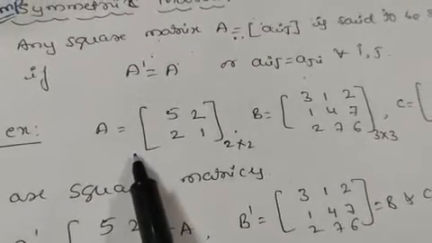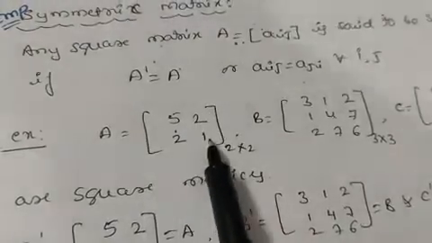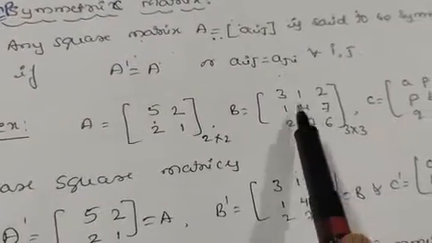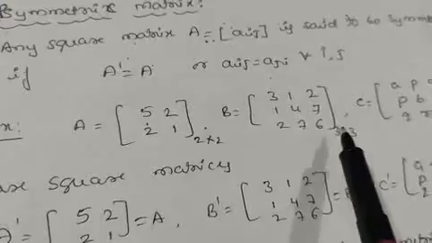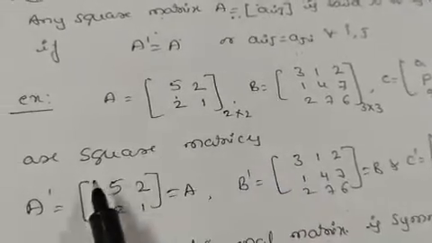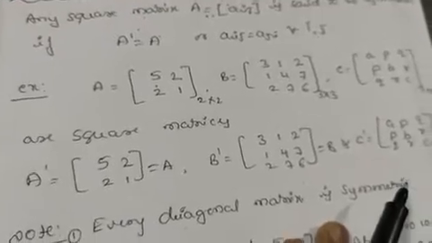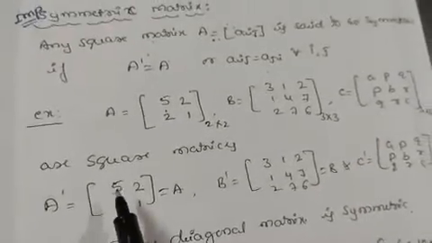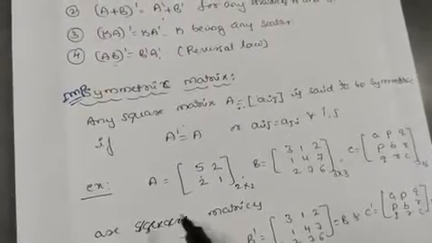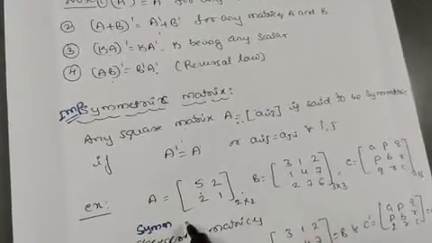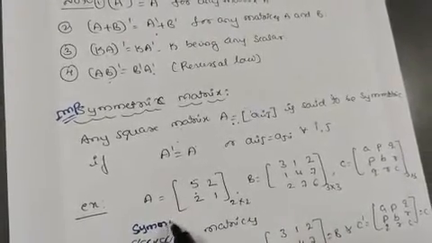Suppose here we have a matrix A equal to 5, 2, 2, 1, and B is 3, 1, 2, 1, 4, 7, 2, 5, 7, 6, and C is like this. These are all square matrices. So these are all symmetric matrices, we can say here. Of course they are square, but they are all symmetric also.